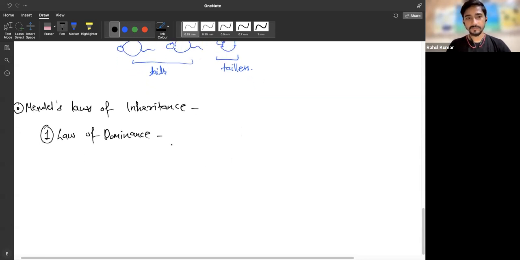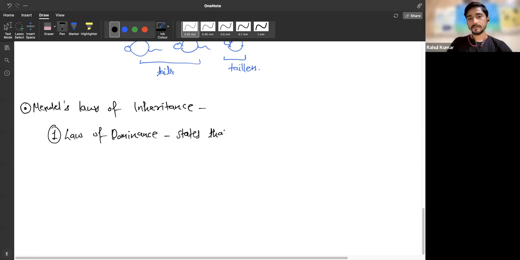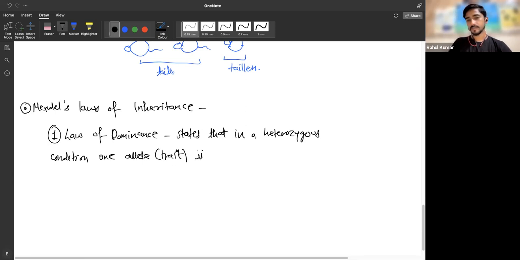So the law of dominance states, write down, the law of dominance states that in a heterozygous condition, one allele or trait is expressed over the other allele or trait always.